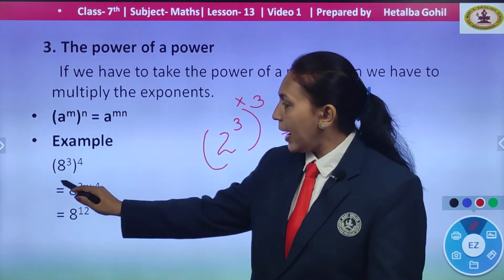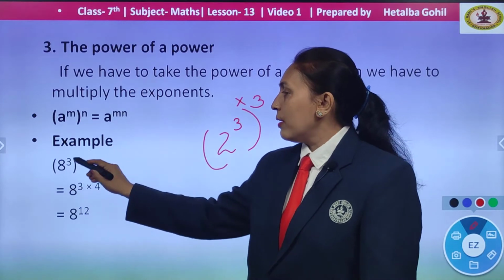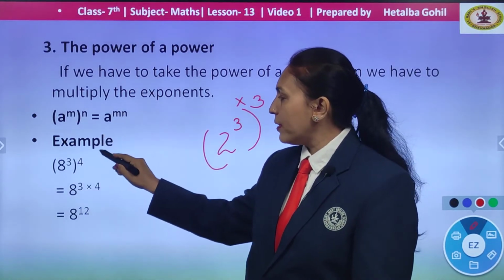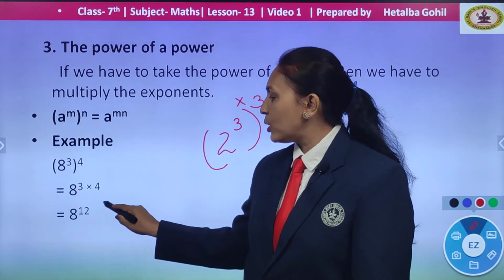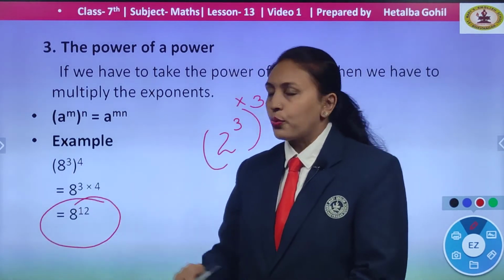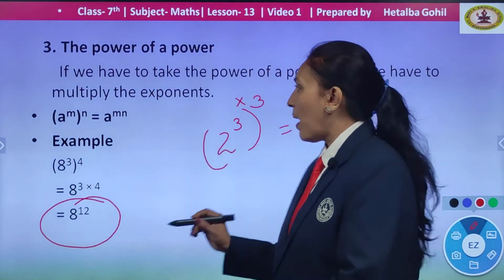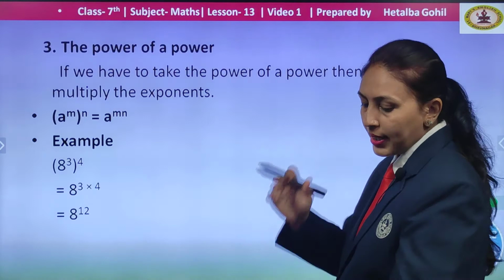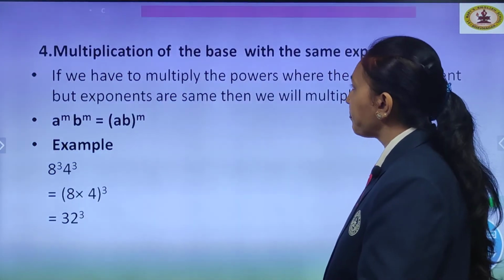Here also you can see 8 raised to 3, raised to 4, that is power of power. 3 into 4 we get 12, that is 8 raised to 12. Okay, so power of power, what do we do? We multiply. So all these things you have to remember.